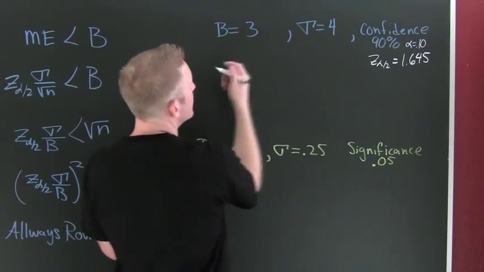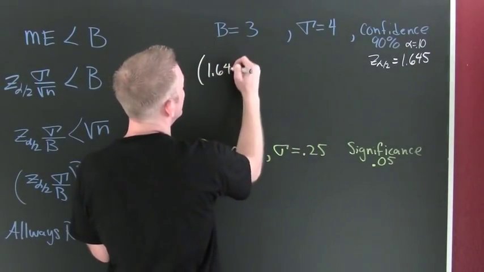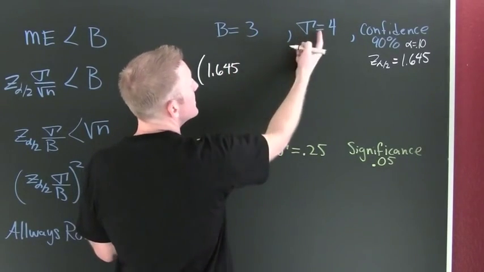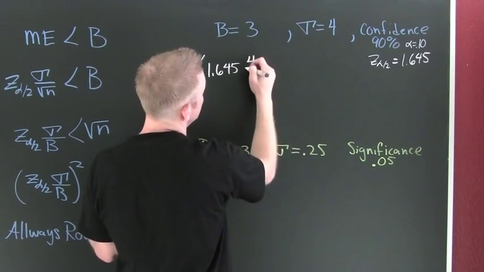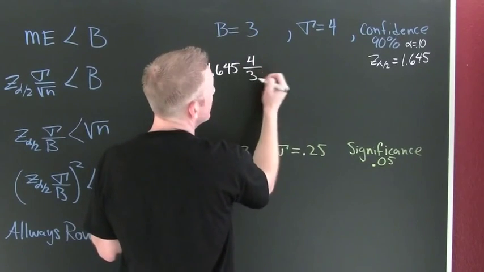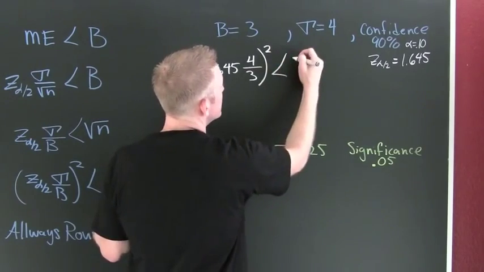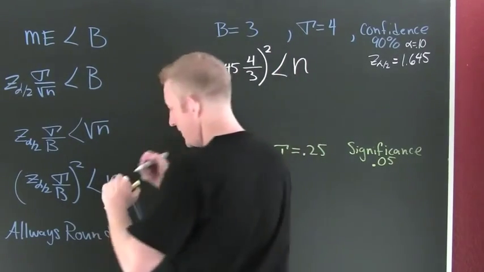So then I throw it up here. This is 1.645 times my standard deviation of my population. It appears to be 4 packages, divided by my b, which is 3. That's the bound on my error. I'm going to square it, and that's going to be smaller than n.